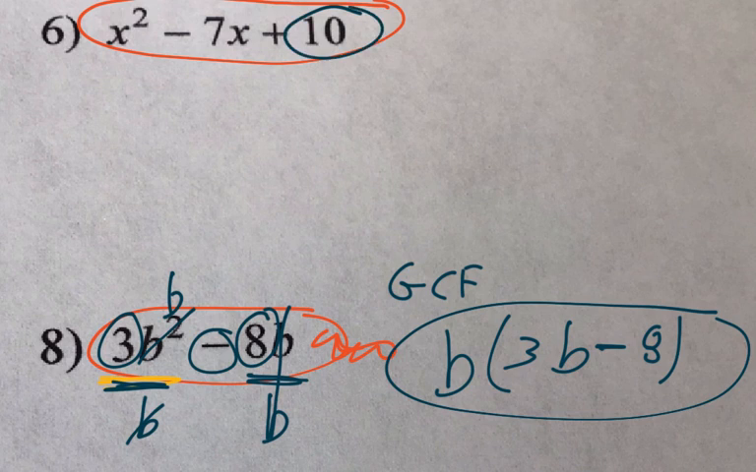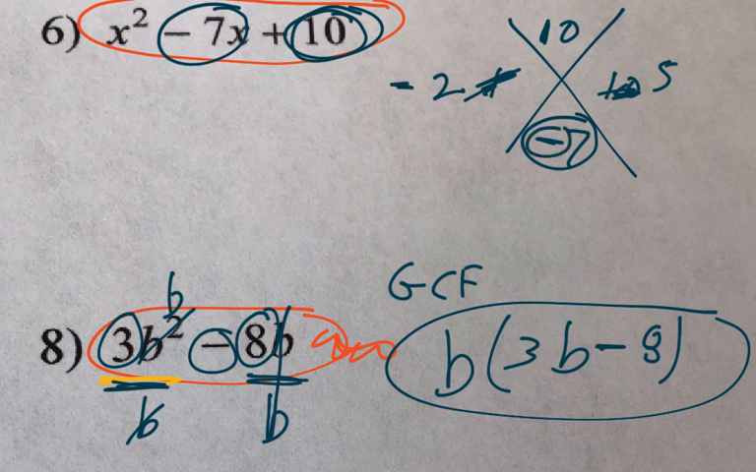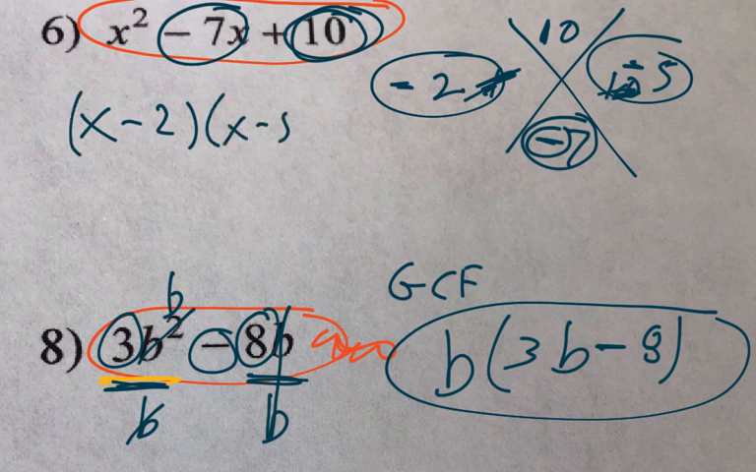Now, when there's a number at the end, we should know we are going to do the X method. This number at the end will be our product number, as we say. The number in the middle, that's going to be our sum. So, 1 times 10 is 10, but does that give me negative 7? No. What's another way to make 10? 2 times 5 is 10. And 2 plus 5 is 7. Now I do need a negative, so I just simply make them both negative. And this tells me my factored form is x minus 2, x minus 5.